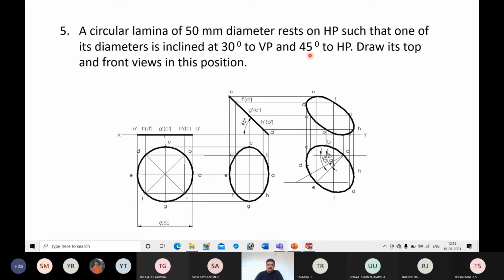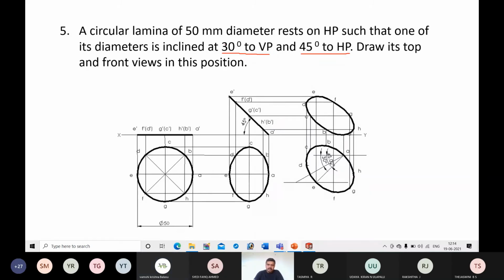Next, inclined at 30 degree to VP and 45 degree to HP. Here in the question, 30 degree to VP is given first and 45 degree to HP is given second. Which one should we consider first? Should I consider 30 degree to VP first or 45 degree to HP first? What is the criteria for that? That we discussed earlier. 45 degree to HP, what is the reason? Sir, because the circular lamina rests on HP. Yes, okay, it is very important.